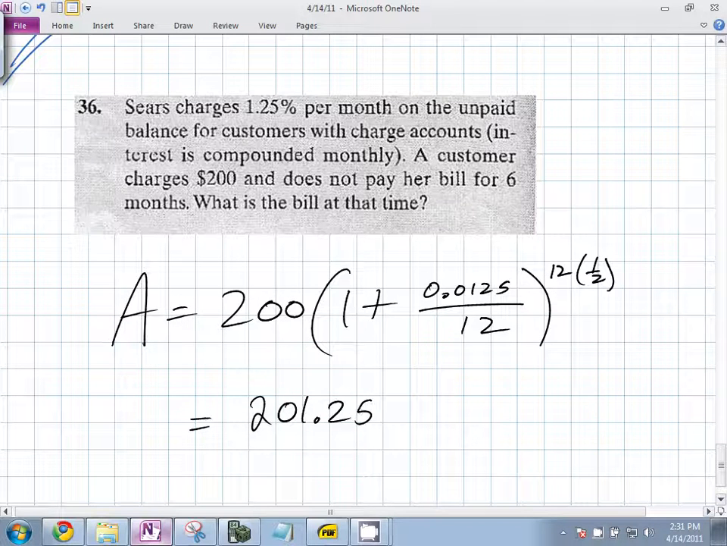Everybody do this on your calculator. It's amazing. You ask one person to do it, they do it. You ask everybody to do it, no one does it. Half a year, 6 months. Is that what it comes out to? I'm trying to remember.